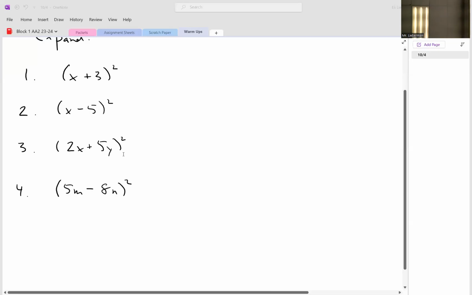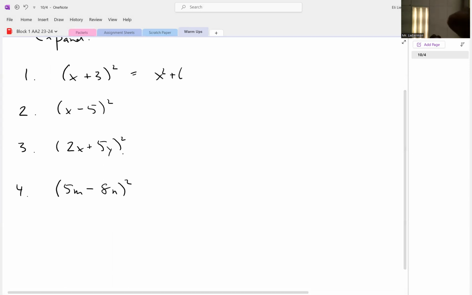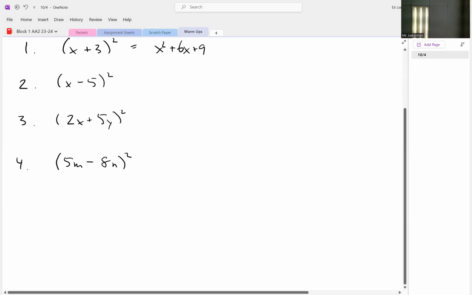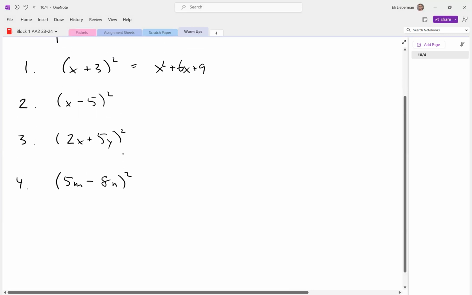Okay, expanding these. Ava, what'd you get for number one? Let's hear. I got x squared plus 6x. Okay, were there any steps in between? No. I mean, well, it's good. Yeah, there shouldn't be steps in between. We must like solve it or like factor in more.